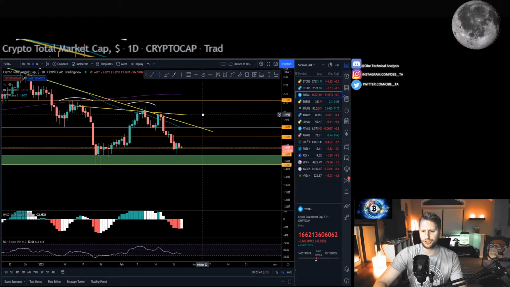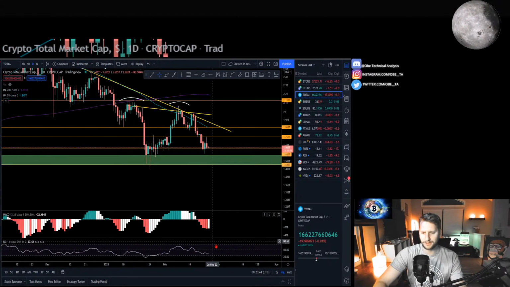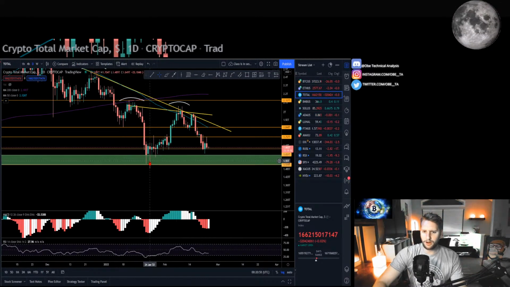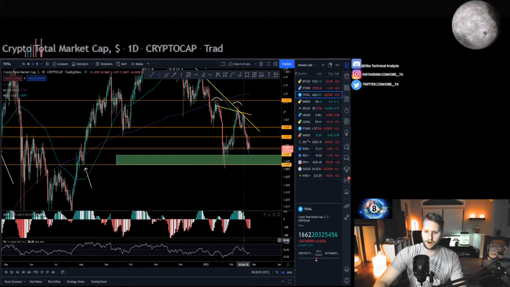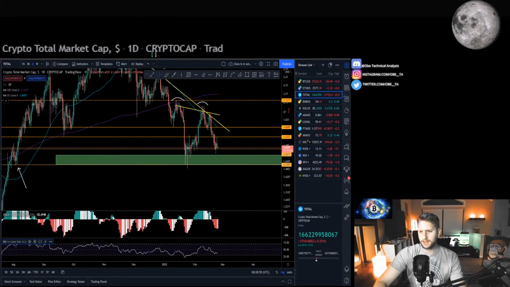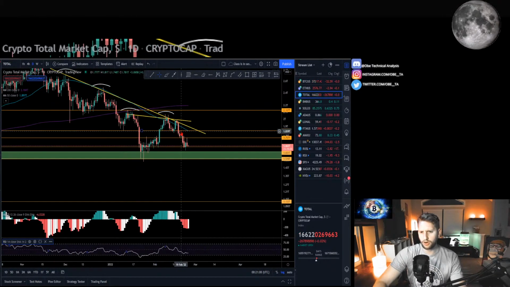Now, there's definitely an M structure here. I'll take a look at that. But yeah, as of right now, unless you make a lower low than 1.6 trillion and have higher lows on the oscillators, you don't have any kind of bullish divergence. You're treating the 50-day moving average as resistance. You've done it twice now.